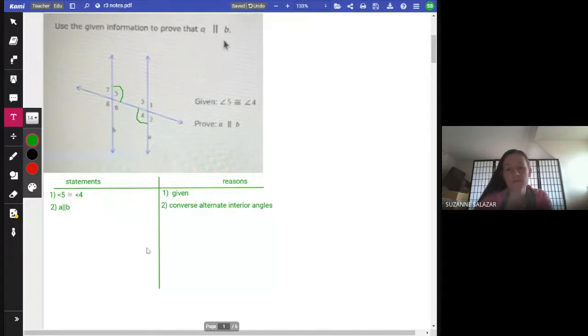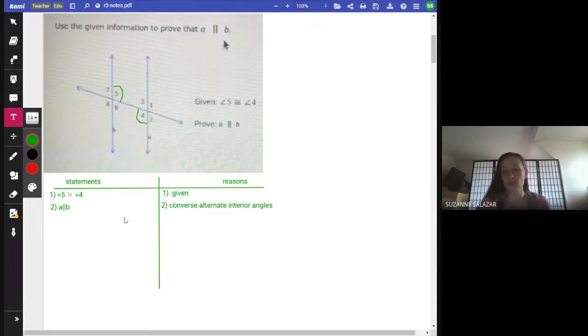So sometimes it helps to go backwards and put your reason first, and then go back and fill in the statement, because you say, okay, I'm going to use that information. How am I going to use that? Well, they're alternate interior angles. So that means I must be using the converse of the alternate interior angles theorem. What does that tell me? That tells me that the lines are parallel.